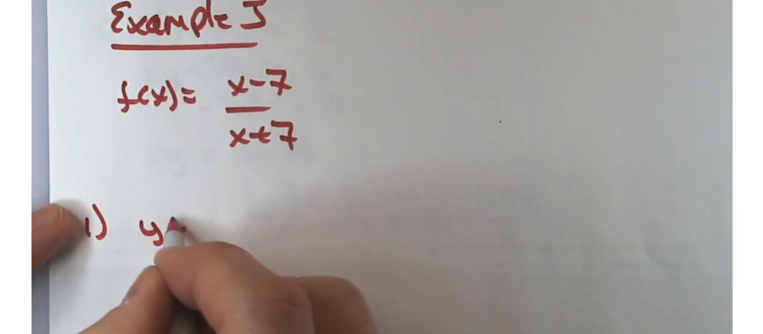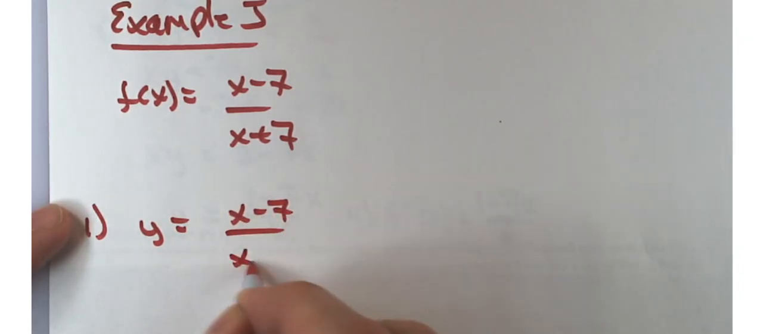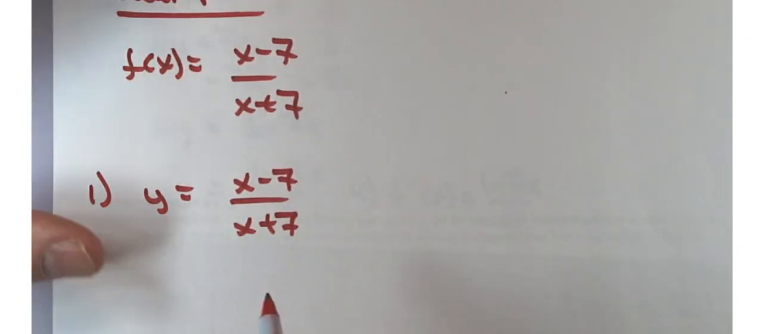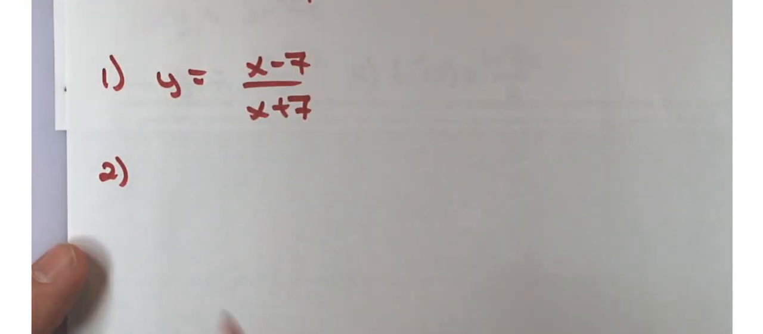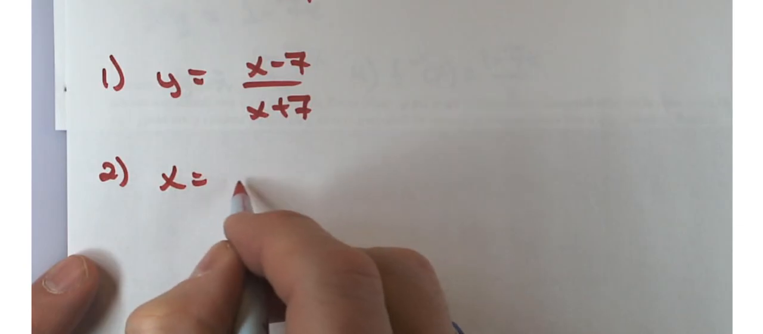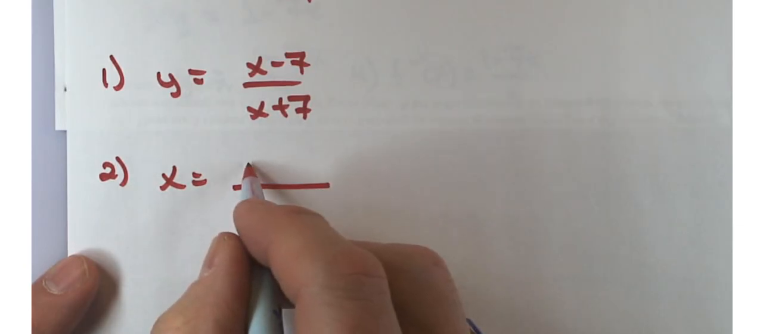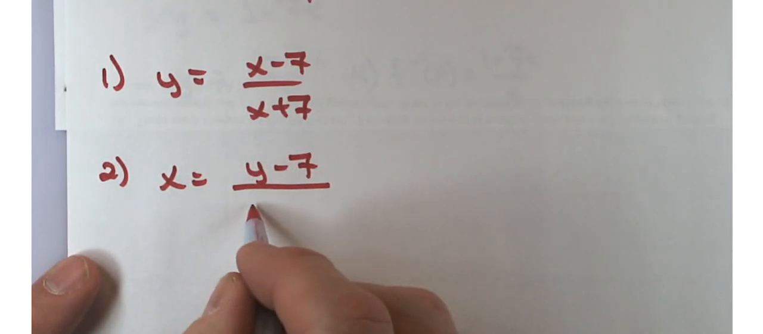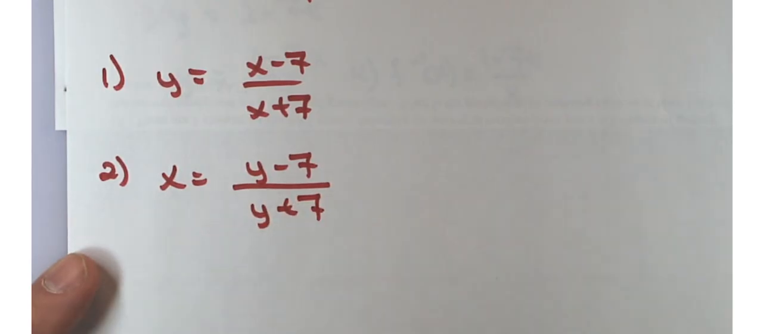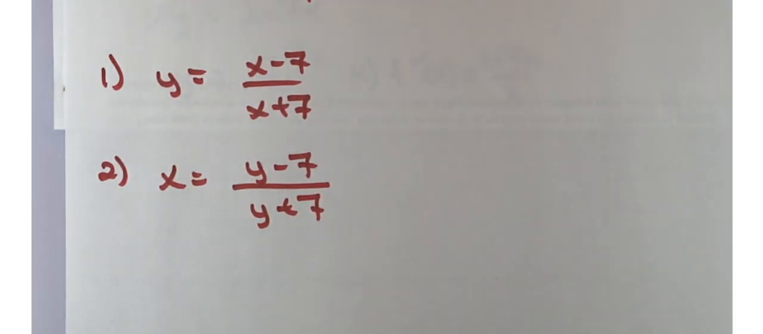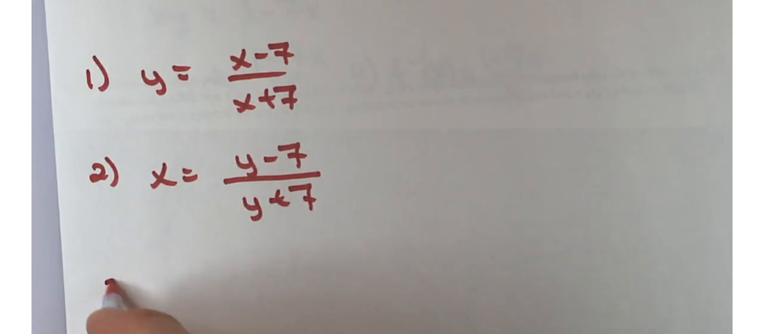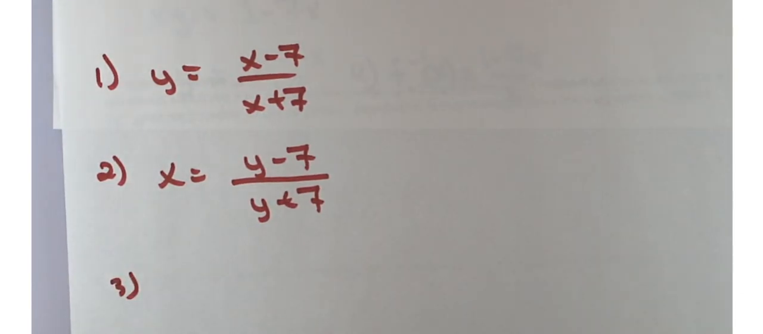Yeah, y equals x minus 7 over x plus 7. Good. Tell you what, keep going. What's the next step? X equals y minus 7 over y plus 7. Nice. Notice she had to change that y in a couple places. That's okay. Let's keep going. Suggestions for our next step.